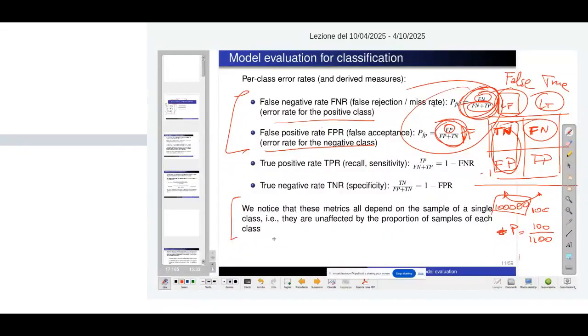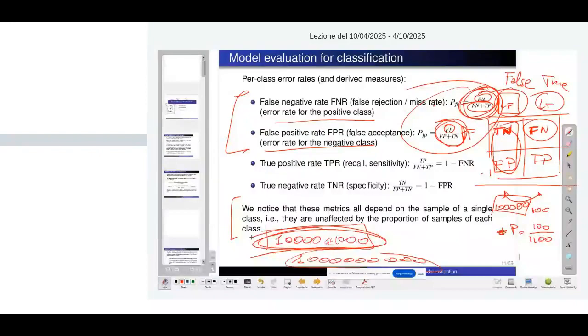You can imagine that if I have 1,000 samples, I have 100 errors. If I collect 10,000 samples, I will probably have something around 1,000 errors. But this holds for one class. To say this, we didn't need to know how many samples I have for the other class. For the other class, I may have one, I may have 1 billion. It doesn't change how I measure the error rate of that class.